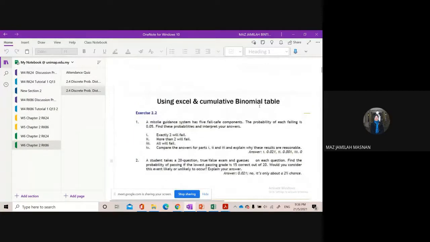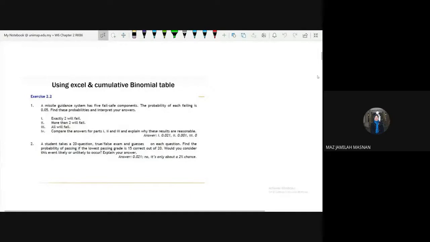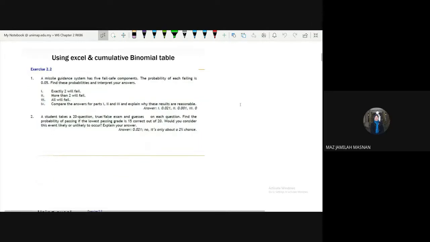Okay, when we stopped last time, we had finished until example 2.9, and then we have the exercise. That exercise is on page 51. Can you all turn your textbook to page 51? Let us try this question before we move to the situation where the probability of success is greater than 0.5. Let's do it together.